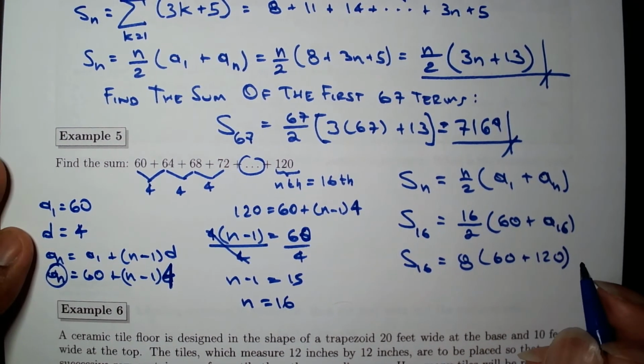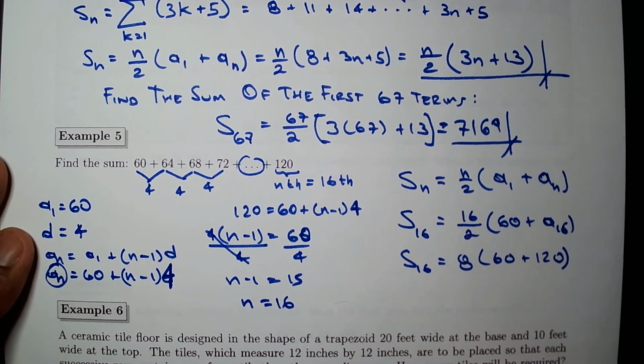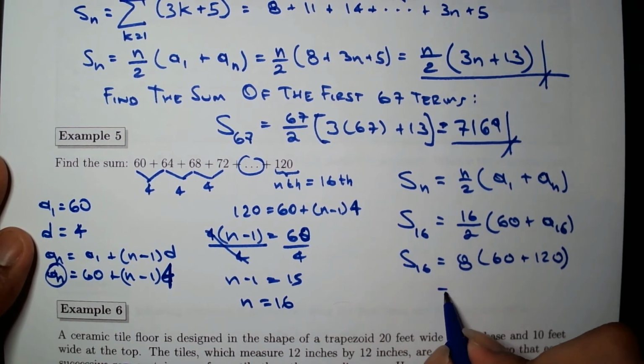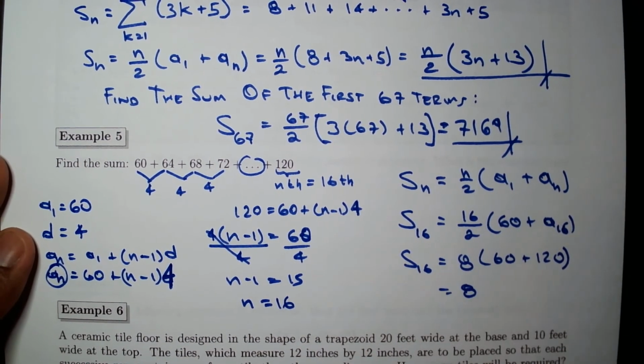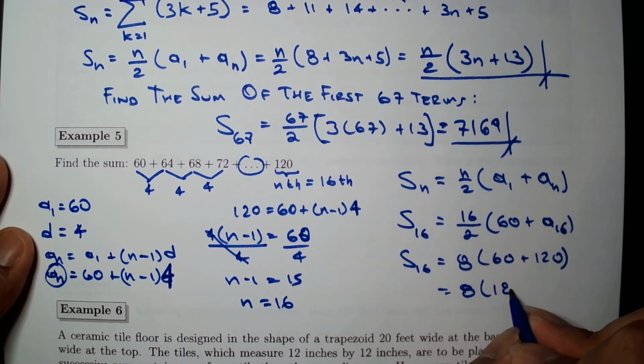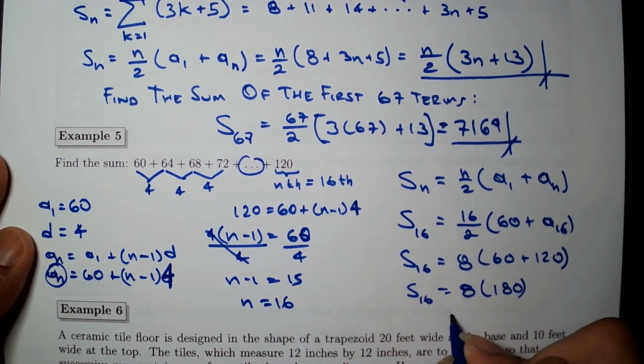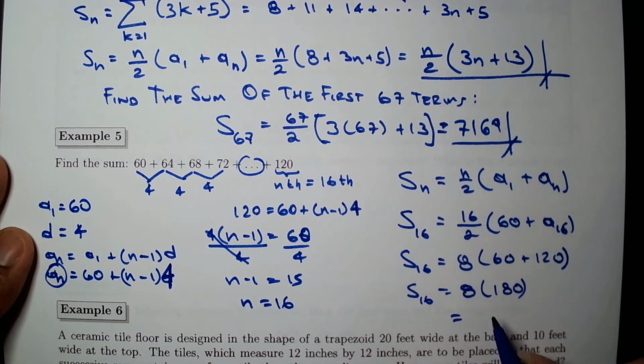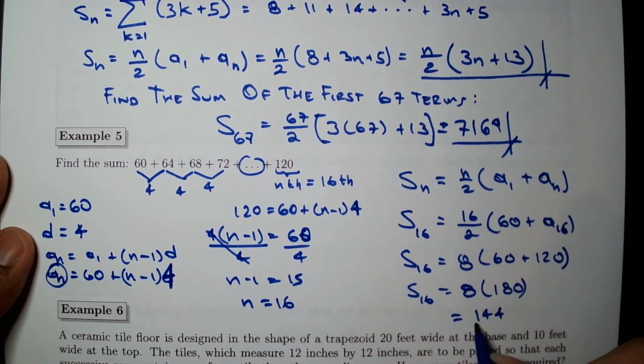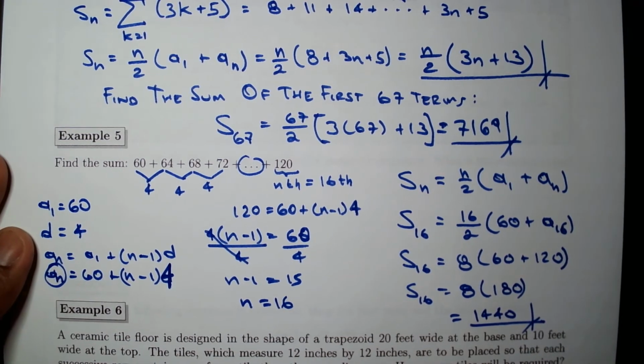And in this case, what are we going to get? Well, 180. 8 times 180. And that's the final answer, 1440. Final answer.